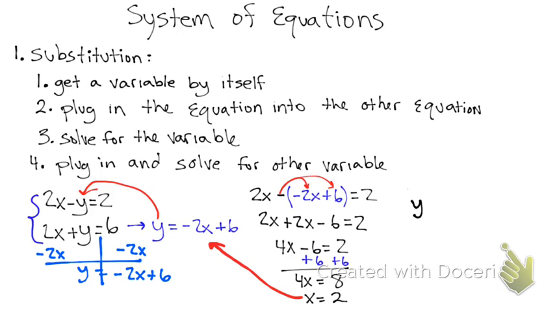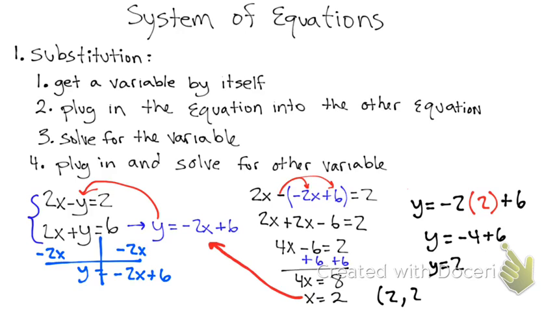So I'm going to plug in 2 for x, so y equals negative 2, instead of x I'm going to put a 2 there, plus 6. Negative 2 times 2 is negative 4. Negative 4 plus 6 is 2. So our answer is x first, then y: 2, 2. They both happen to be the same. Most of the time it won't be. But make sure you always put x first, and then y.